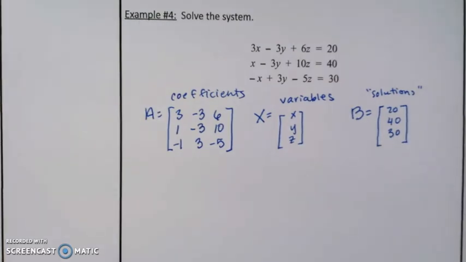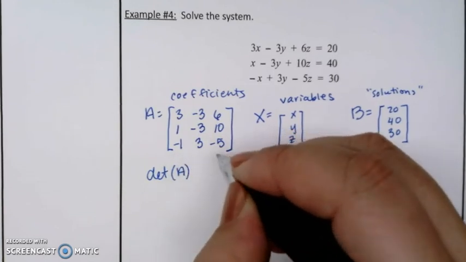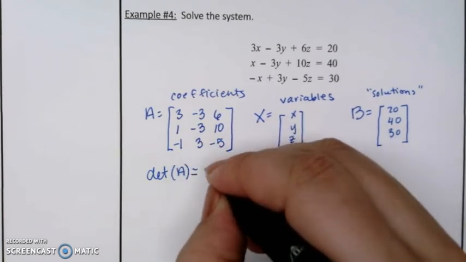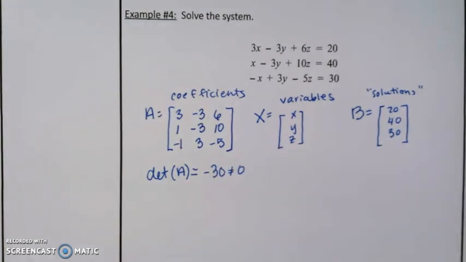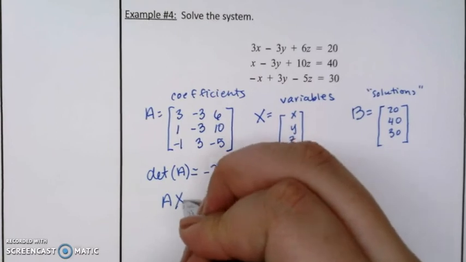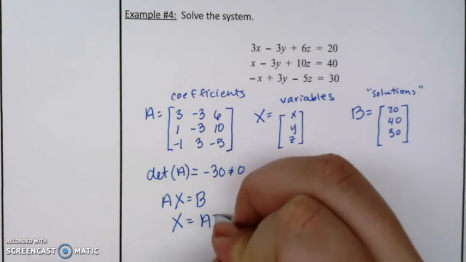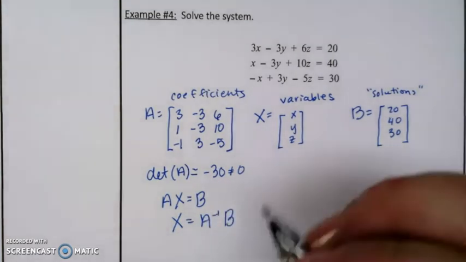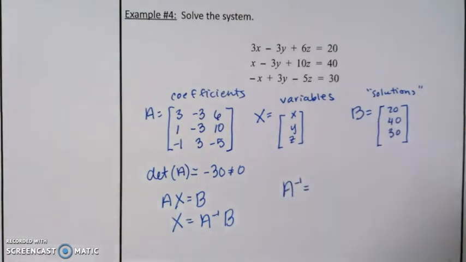All right, using what we just talked about on the last page, we can say that the determinant of A, and remember you can find this on your calculator, is -30, which is not 0. Okay, in order to find the inverse, the determinant cannot be 0. So that means that we can use A times x equals B and find that x equals A inverse times B. So now we need to find our A inverse matrix. So A inverse equals, again, you can find this on your calculator.